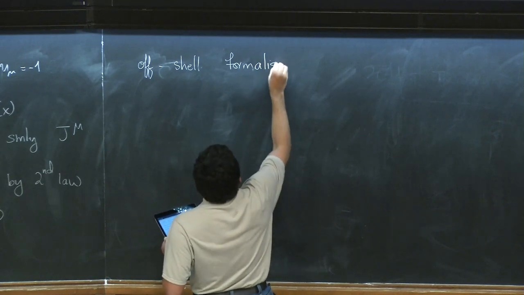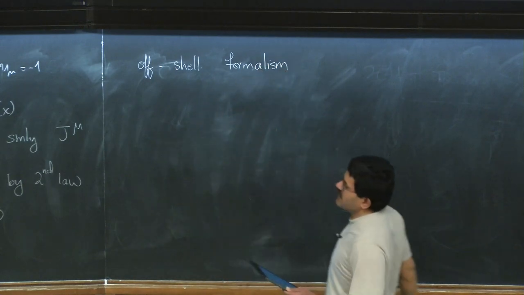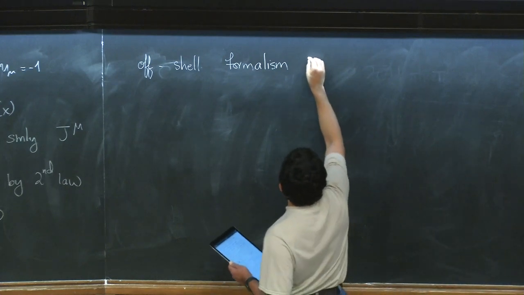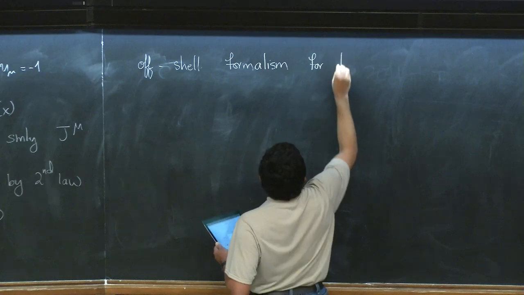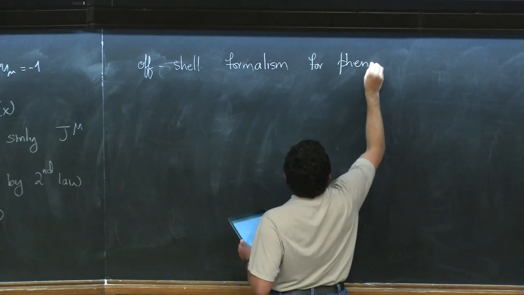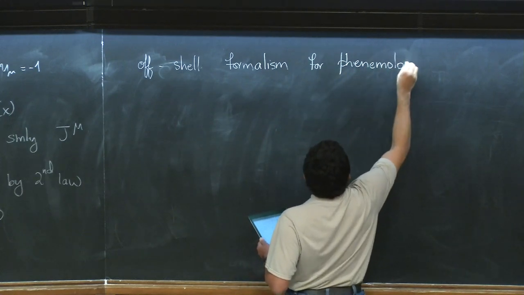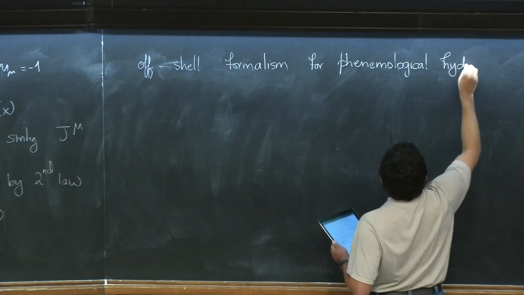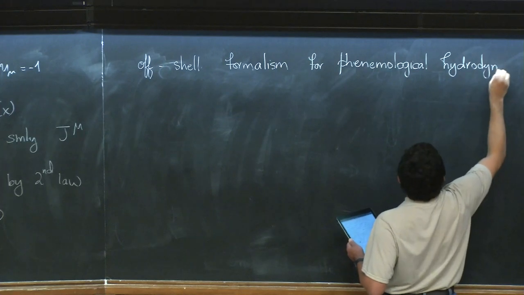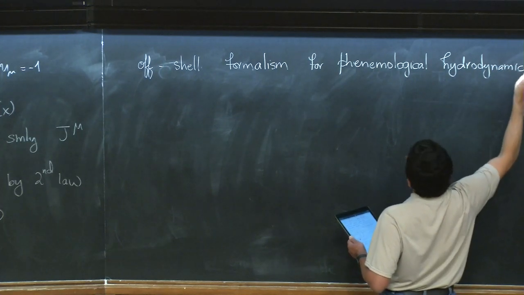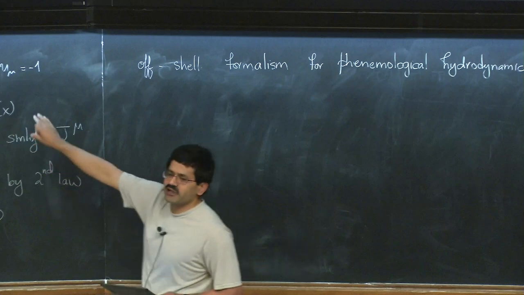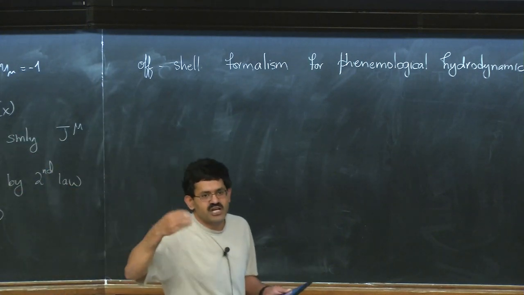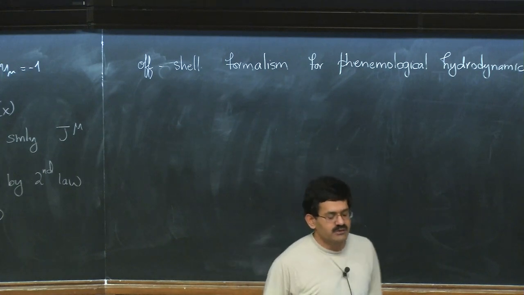So a couple of years ago, inspired by various developments in the last decade, a few of us gave an off-shell formalism for tackling phenomenological features of hydrodynamics. And for simplicity, I'll drop this chemical potential. I'll just write equations in terms of just temperature, local temperatures. You can add charges if you want. It won't change the discussion over much.